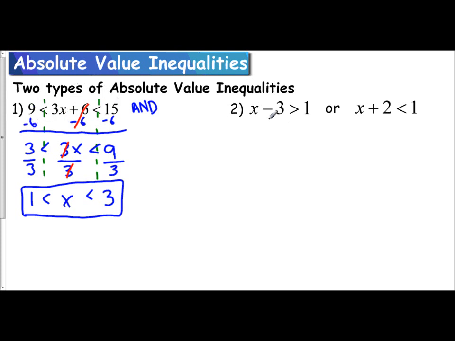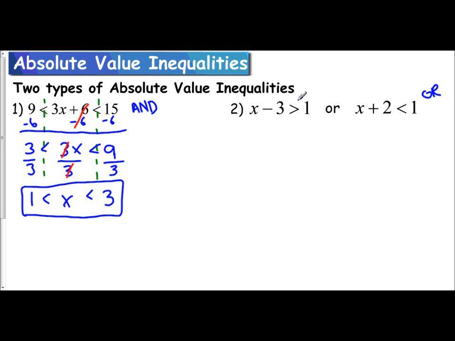The other type of compound inequality that we'll be examining and creating for absolute value inequalities is one like this, where it says x minus 3 is greater than 1, or x plus 2 is less than 1. We refer to this compound inequality as an OR inequality. Kind of makes sense based off of what we see here. So to solve an OR inequality, this was pretty basic.